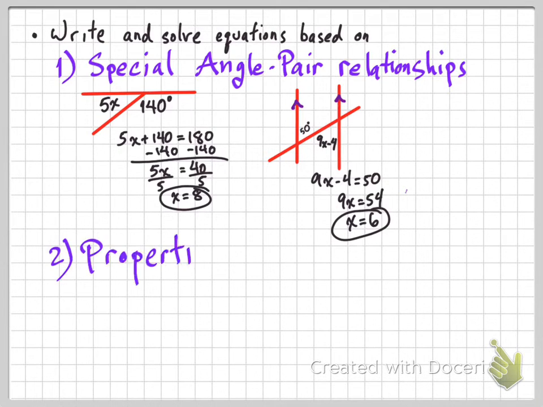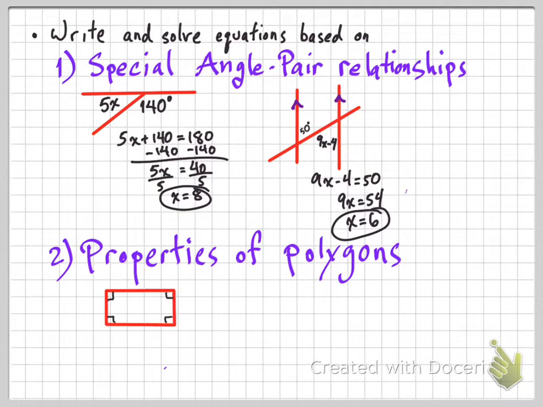You'll also write some equations based on the properties of polygons, such as you see that shape right there. It's a rectangle, and if you see that one side is 15 and the other side is 8x minus 17, hopefully you recognize that those two sides must be equal. There's your equation, 8x minus 17 equals 15, and you can solve that equation.